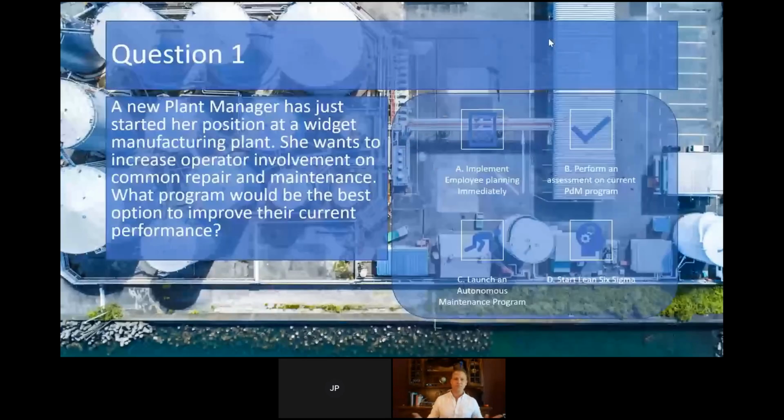So question number 1, the scenario is a new plant manager has just started her position at a widget manufacturing plant. She wants to increase operator involvement on common repairs and maintenance. What program would be the best option to improve their current performance? It's like a game show, I guess.